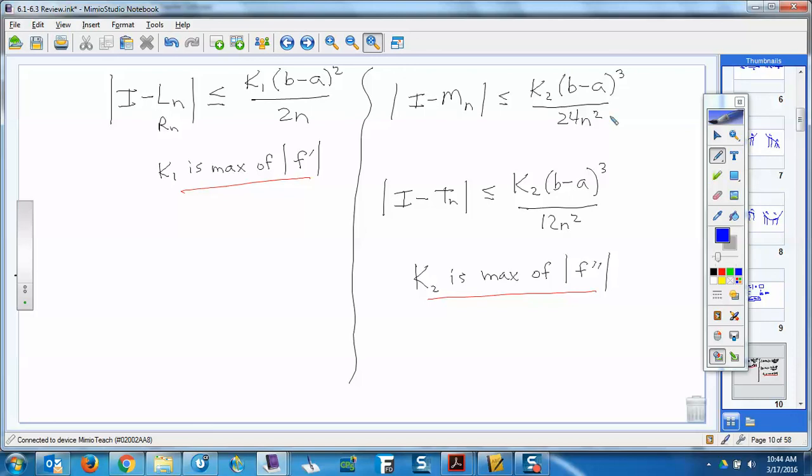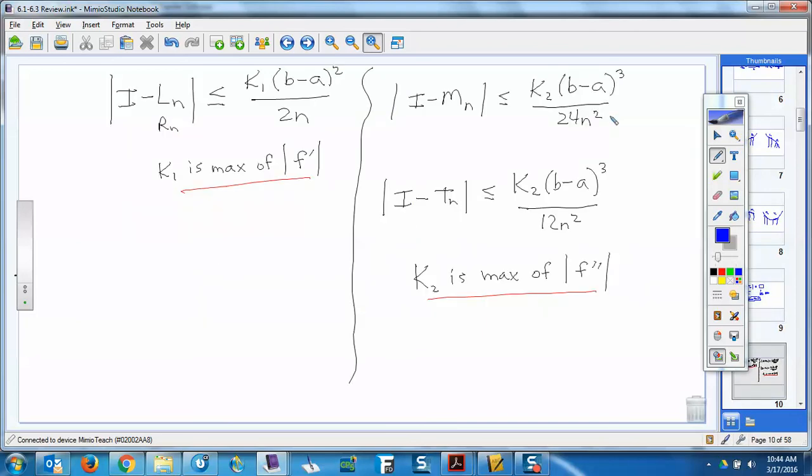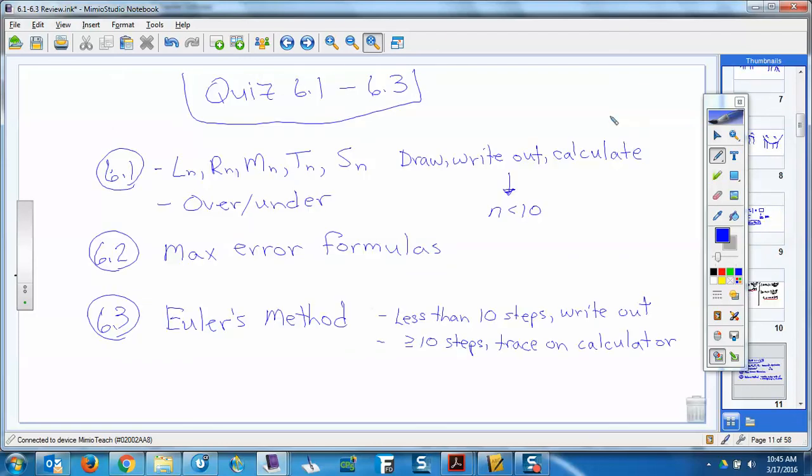And then, of course, don't forget you got the type of problem where I say, find how many n's does it take to be within 0.005. So I might actually give you this value, and then you have to solve for n. Or I might just want the max error. I'll say 10 rectangles. How much error is there for the max error?